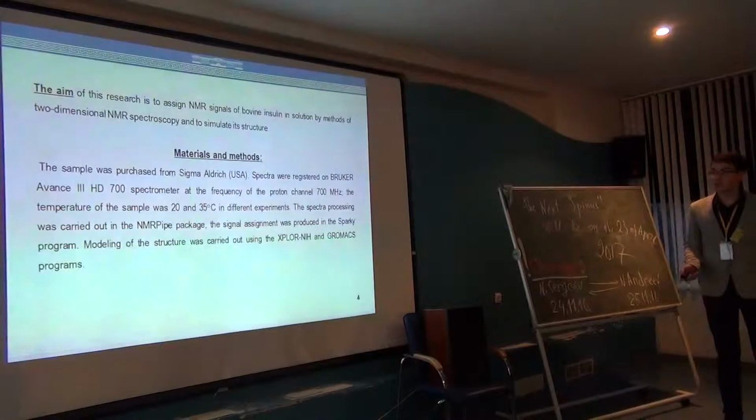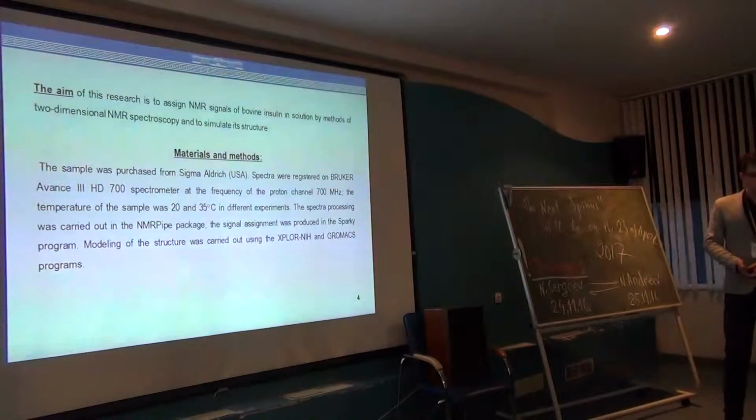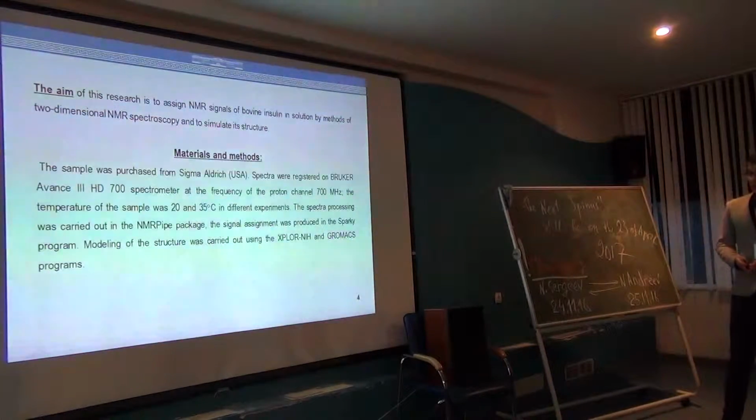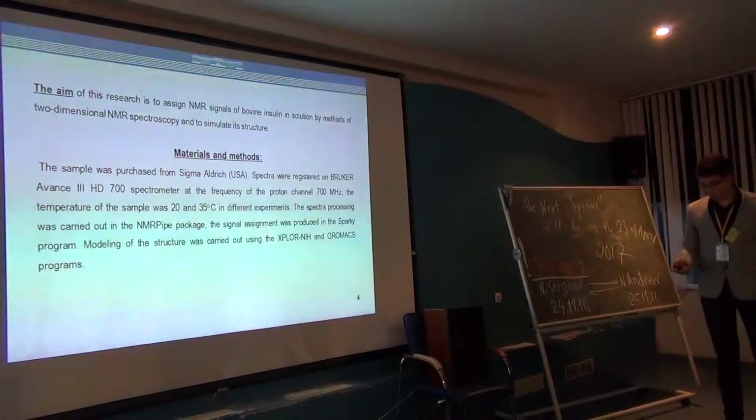The sample was purchased from Sigma Aldrich. Spectra were recorded on a Bruker spectrometer at proton channel frequency 700 MHz, where the temperature of the sample was 20 and 35 degrees.